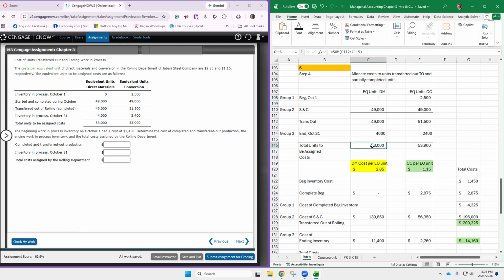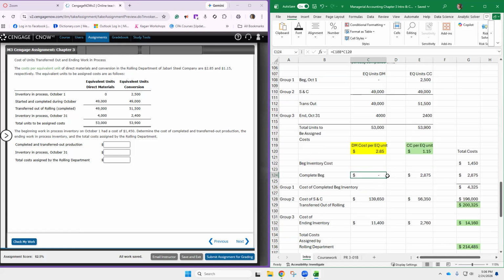Okay, here's your total units to be assigned costs. So this is your EQ units as far as direct materials is concerned, and these are your EQ units as far as conversion costs are concerned. Here is what they told us direct materials cost per unit is $285 and $115. Okay, so then we want to divide, or I'm sorry, we want to take, all right, so here we go. Here come the costs.